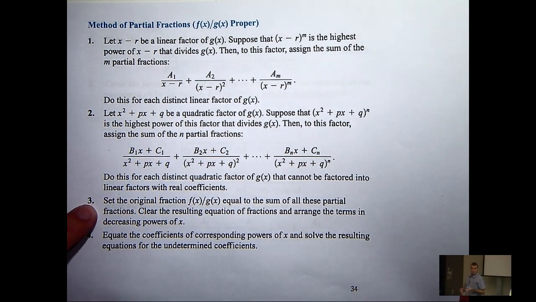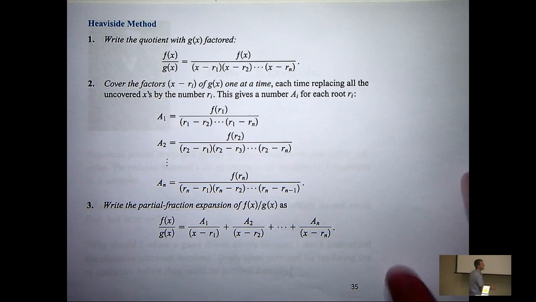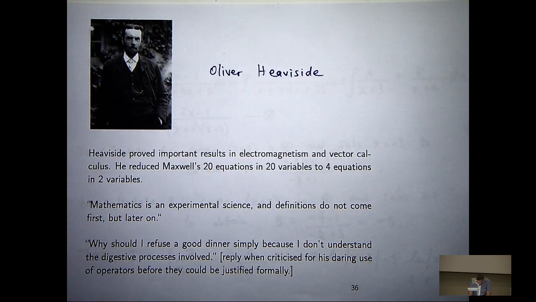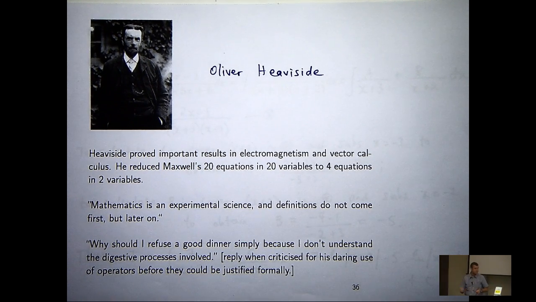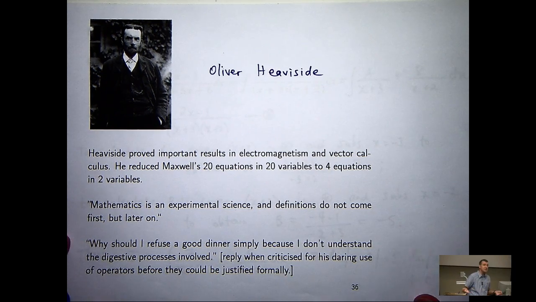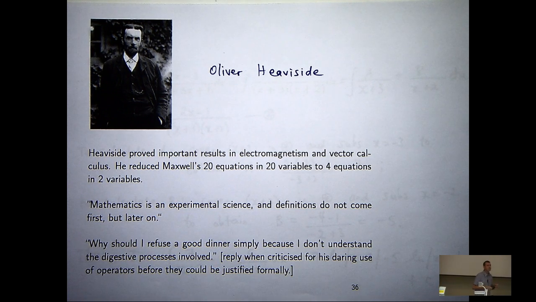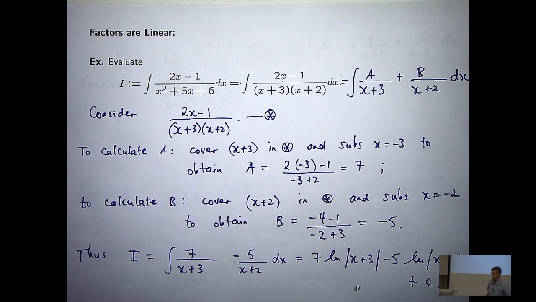We also looked at a basic method called the Heaviside method. The Heaviside method is a nice method because it's fast, and there's basically zero algebra involved. Essentially you just end up covering up parts of your integrand and making substitutions. So here's Heaviside. Essentially, he claimed that mathematics is an experimental science and definitions do not come first but later on. What he's trying to say there is, play around, experiment, try things first, and then formalise things later. And I would agree with that in maths. That's what a lot of mathematics is.